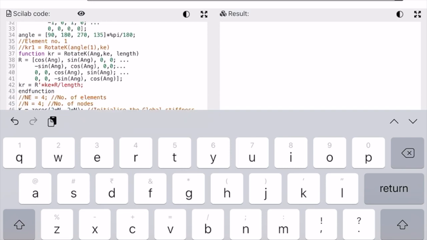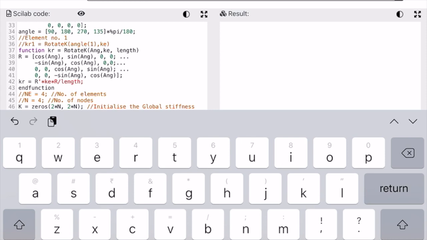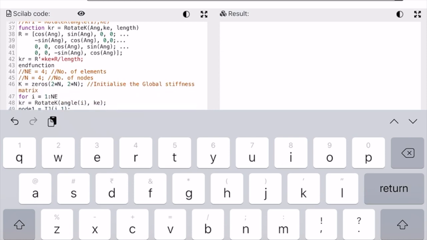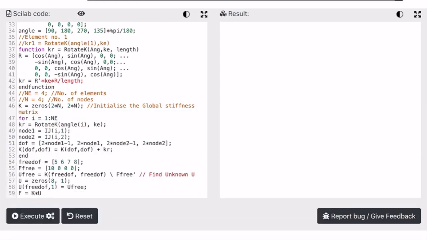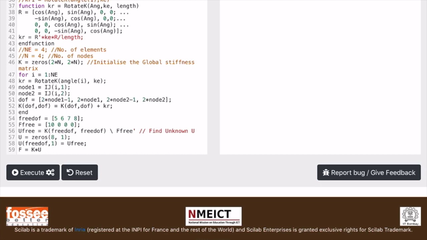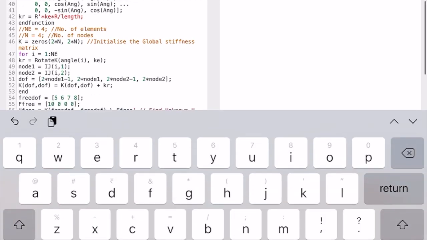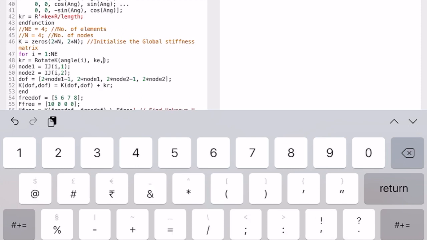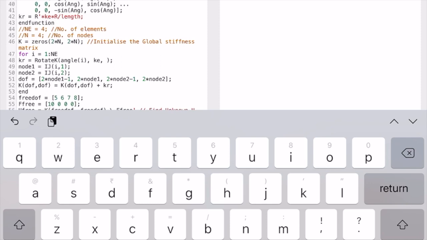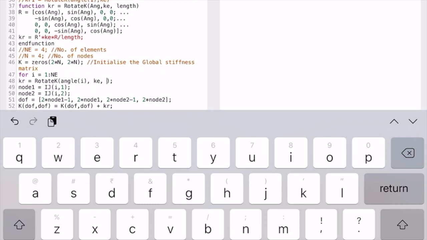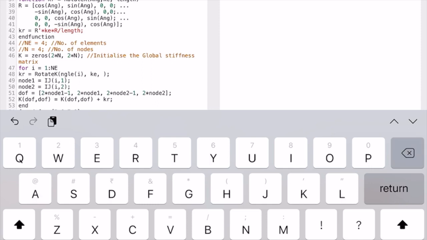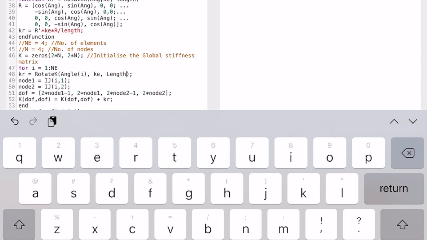Okay, and here we are giving angle and length as well. Okay, so k1 to any kr equal to angle ke, and also it should be the length. Okay, so angle I, so right angle, and length I, length I.